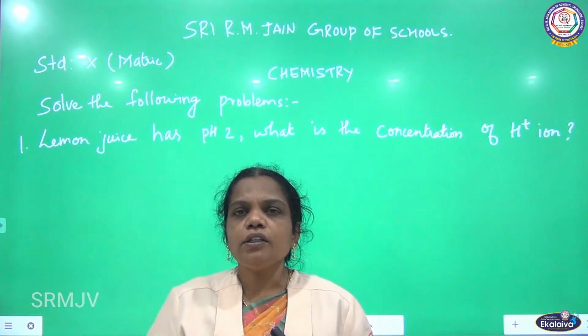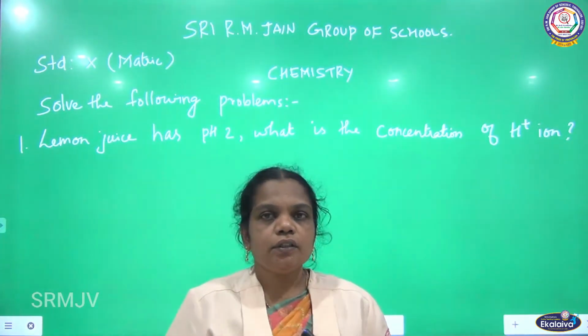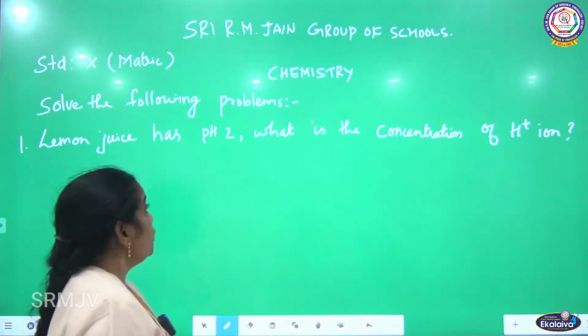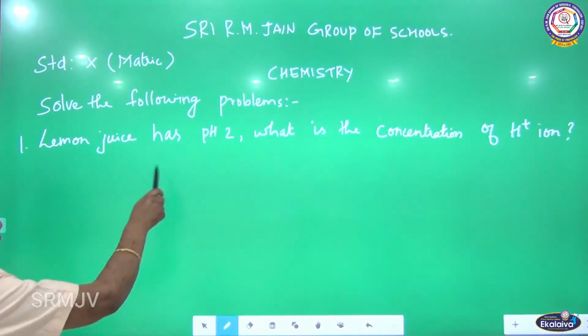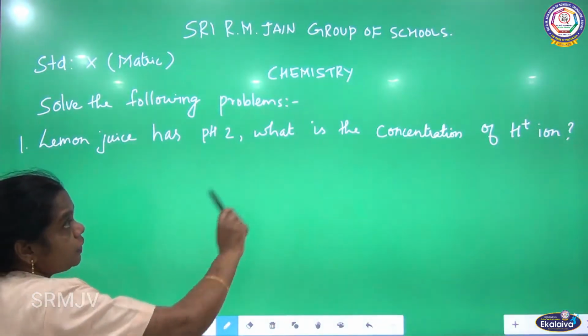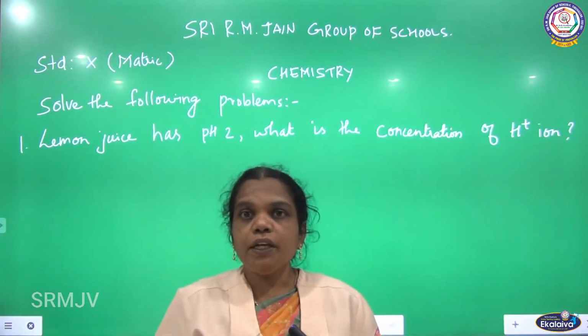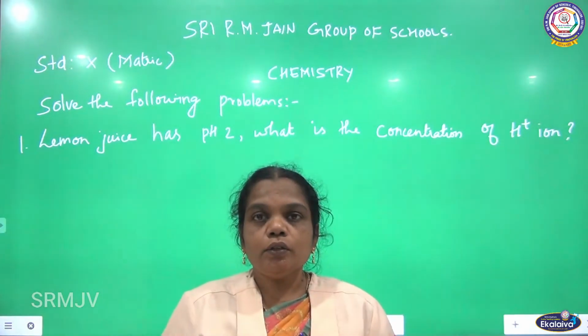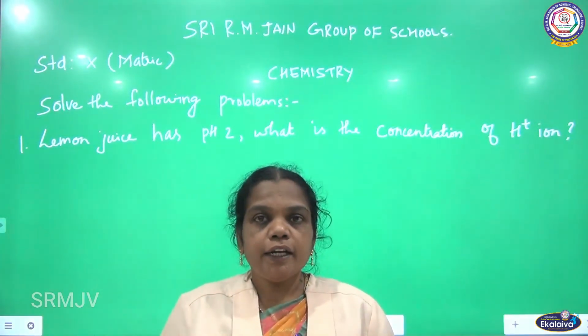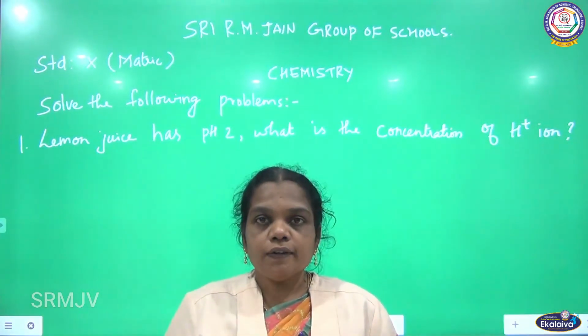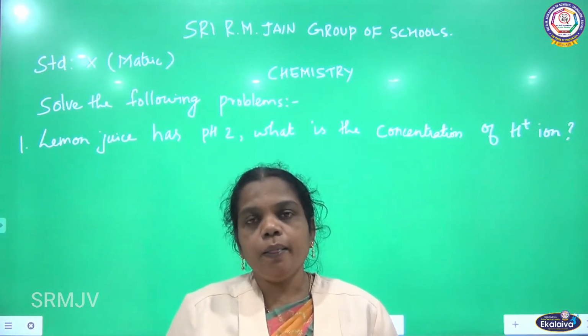Today's class we are going to learn about the calculation based on pH. So now what is the given question? The lemon juice has the pH 2, what is the concentration of H plus ion? So already you know that the formula to find the pH is negative logarithm of concentration of H plus ion to the base 10.